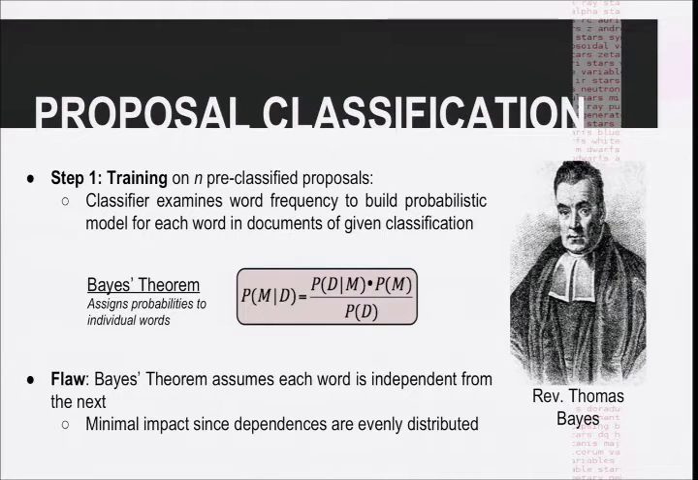One caveat to this is that Bayes' theorem does assume independence between words, which is never going to be the case. For example, if you find peanut butter in a document, you're more likely to find jelly. So we never actually fulfill the independence assumption, but since the dependencies are evenly distributed, it doesn't make that much of a difference, and we're still pretty successful in classification.